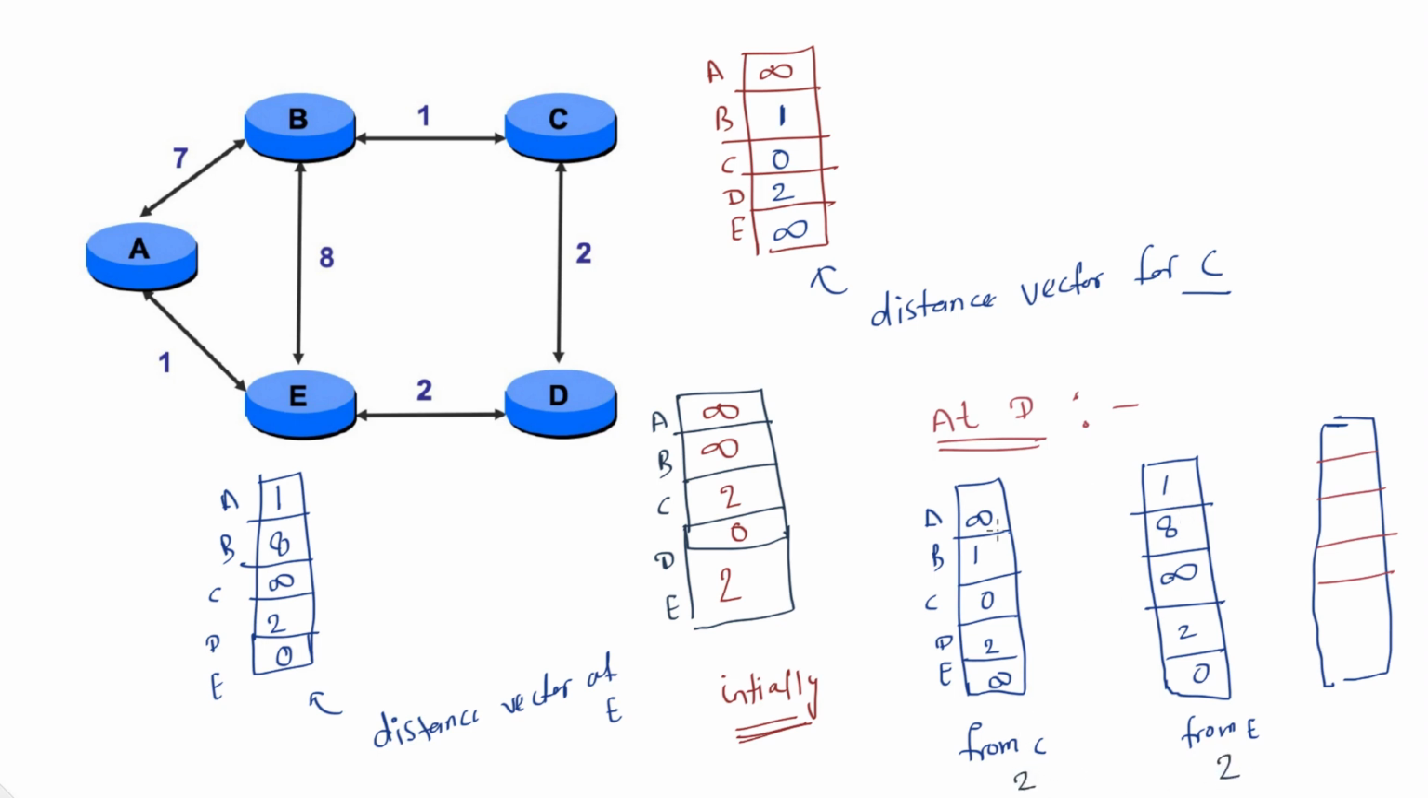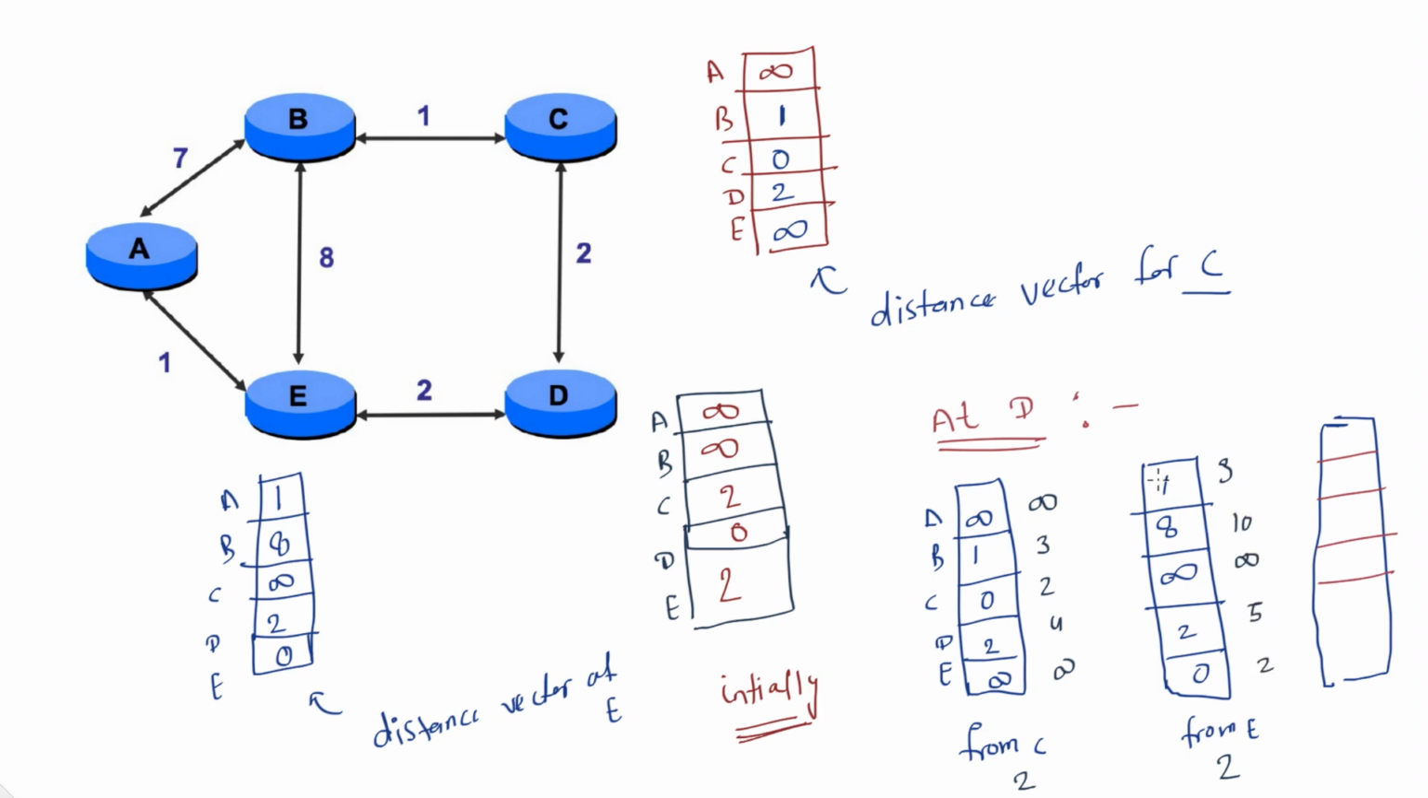So instead of directly comparing this infinity and 1, it will compare infinity plus 2. Basically it will add this 2, because to go to C it will take a cost of 2. So infinity plus 2 is just infinity, 3, 2, 4, and infinity. So it will compare this with what? It will add 2 here: 3 and 10, infinity, 5 and 2.